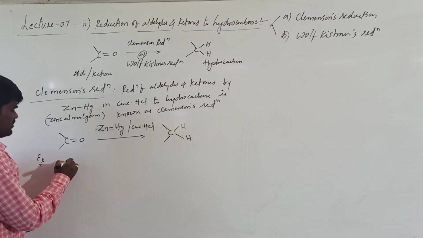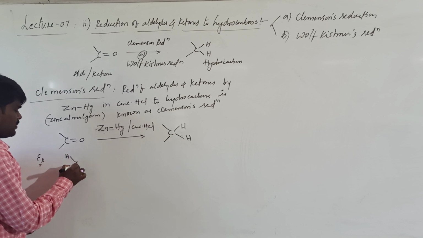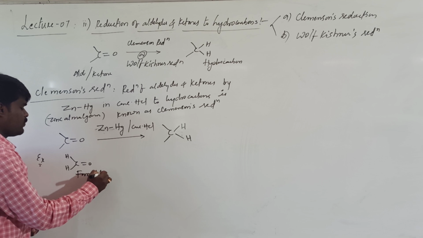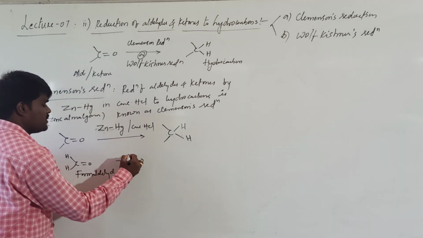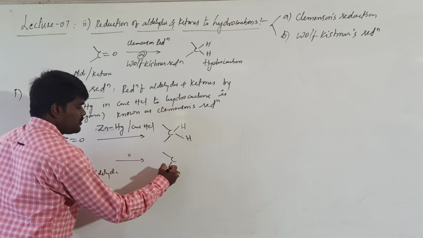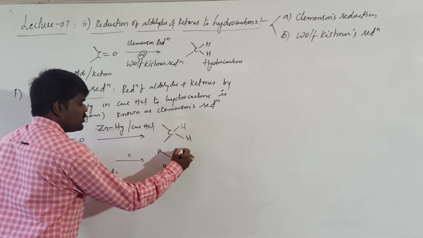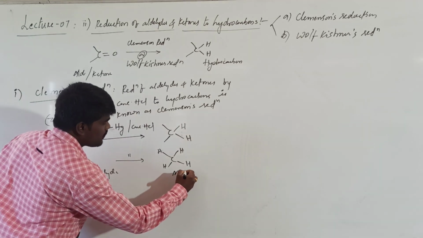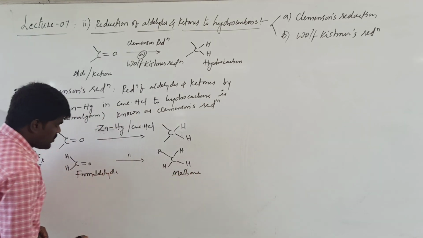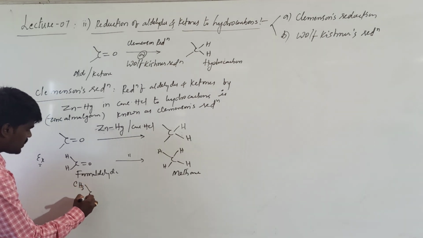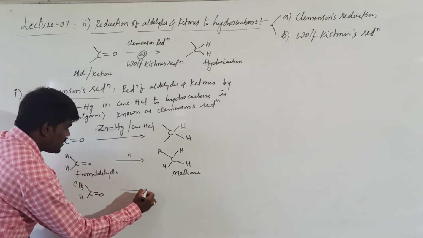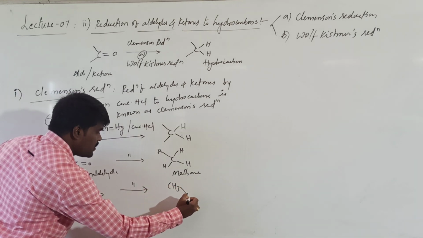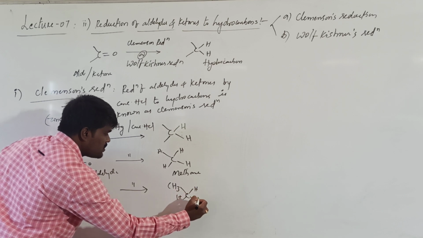Suppose you are taking formaldehyde. If you are subjecting it to the Clemmensen reduction, what do you get here? In place of the double bonded oxygen, you will get 2 hydrogens. This is methane. Suppose you are taking acetaldehyde, what do you get here? All you need to do is remove this double bonded oxygen. So what you will get? CH3CH3. This is ethane.